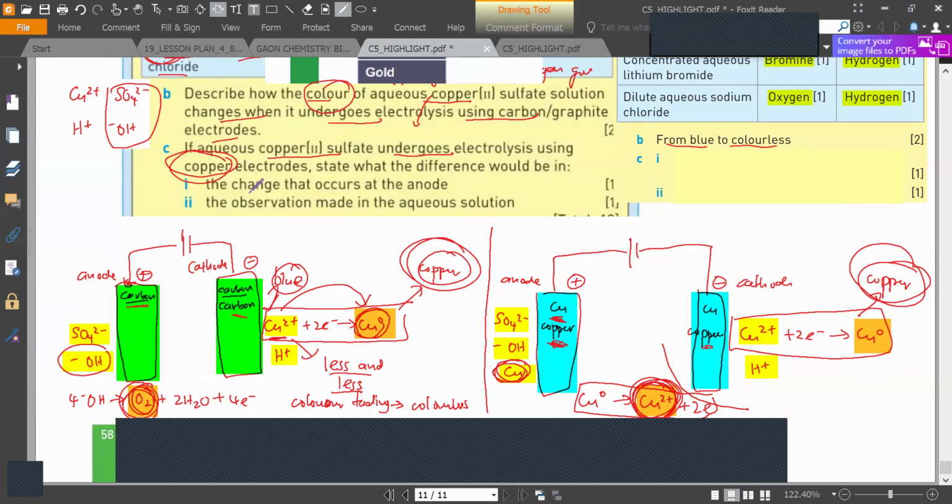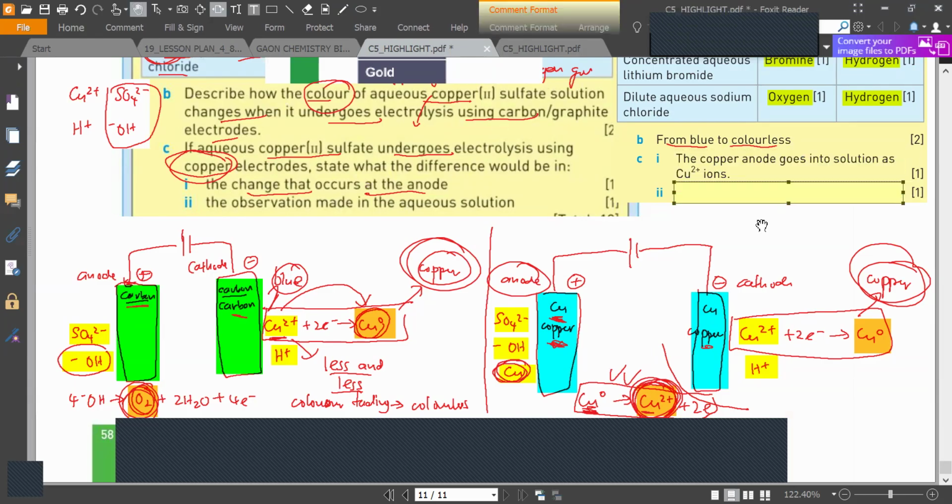The change that occurs at the anode: at the anode, the copper metal is oxidized to copper ion. So what we see is that at the copper anode, it goes into solution as Cu2 plus. Cu metal turns to Cu2 plus. Now for the observation made in the aqueous solution.